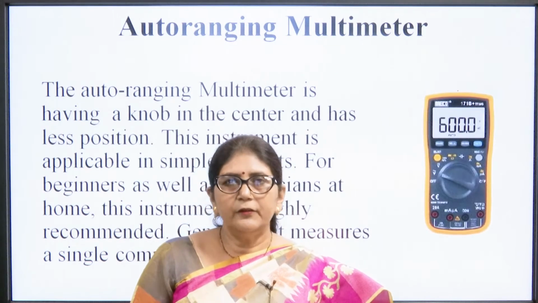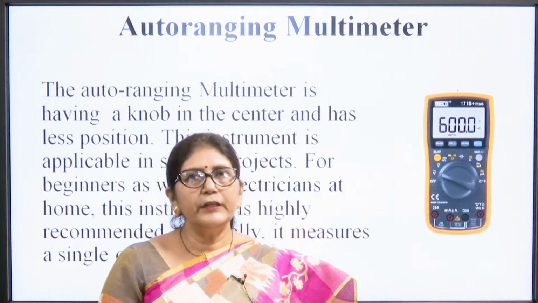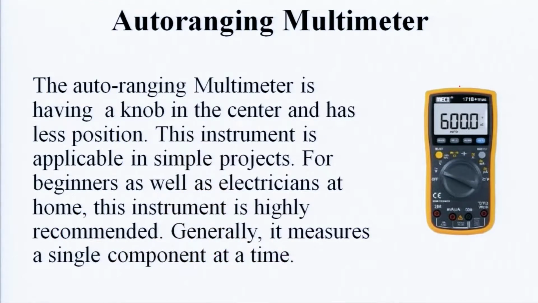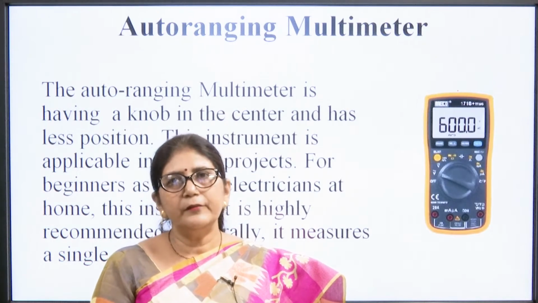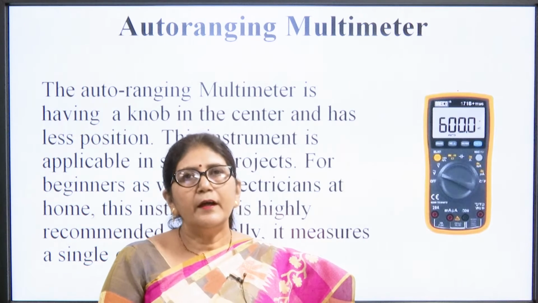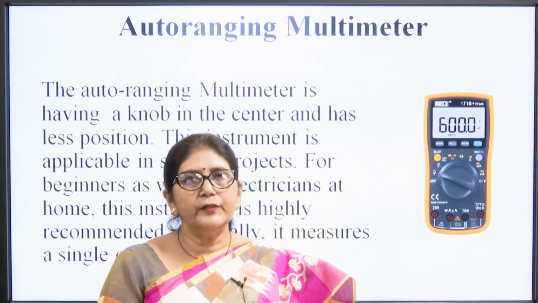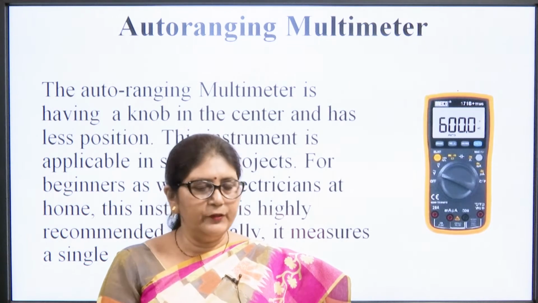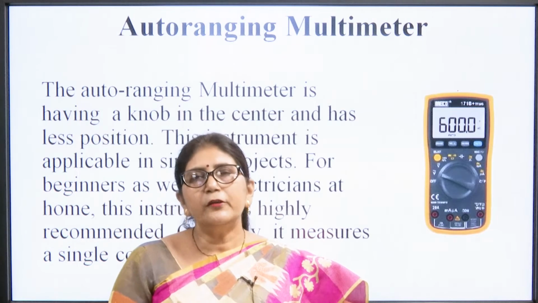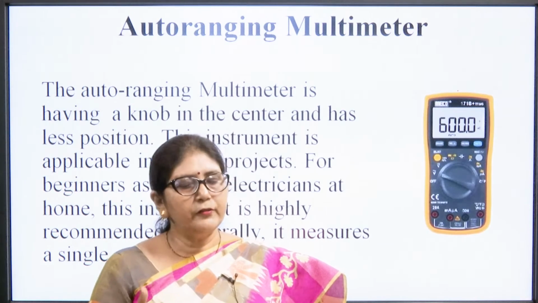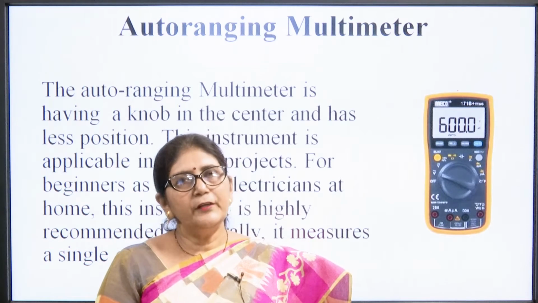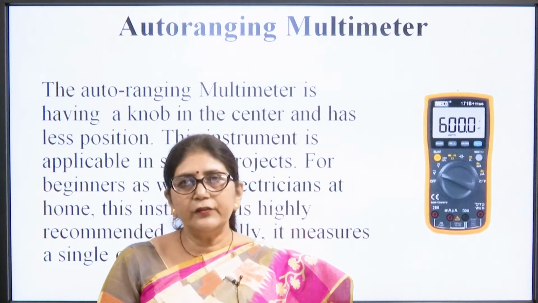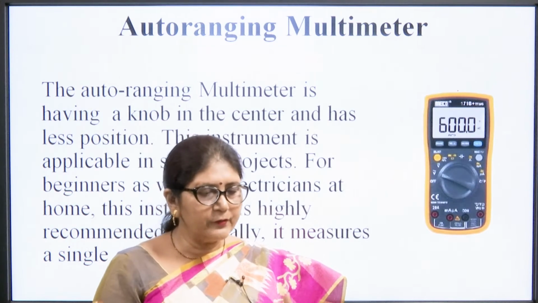There are also many other instruments. An auto ranging multimeter is also available in the market. In auto ranging multimeters we have a knob at the center, and there is no need to select the range of the voltage or current measurement. It will automatically select the range and give the value. So this is a very good instrument for beginners, electricians, or a person who does not know much about the multimeter.